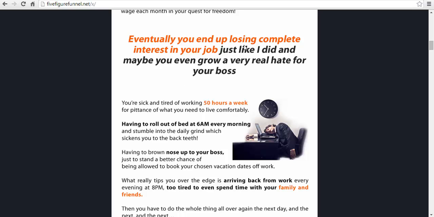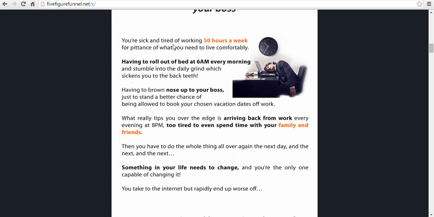So eventually you end up losing complete interest in your job, just like I did, and maybe you even grow a very real hate for your boss. So this is the problem, right? The first P, the problem. You're sick and tired of working 50 hours a week for pittance of what you need to live comfortably. Having to roll out of bed at 6 a.m. every morning and stumble into the daily grind which sickens you to the back teeth. Having to brown nose up to your boss just to stand a better chance of being allowed to book your chosen vacation dates off work.